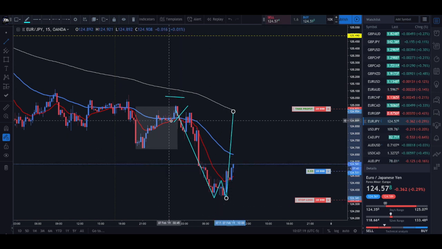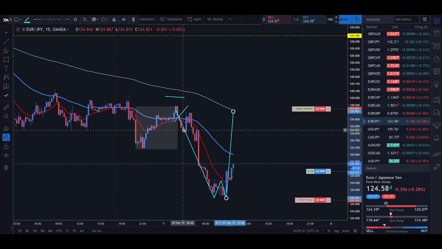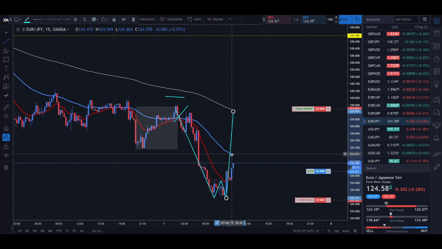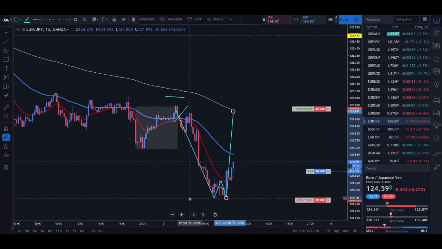So if you miss the London setup, you can catch the New York reversal most of the time. Sometimes it doesn't work out that way, but most of the time you can catch just a reversal off of basically the low of the day.